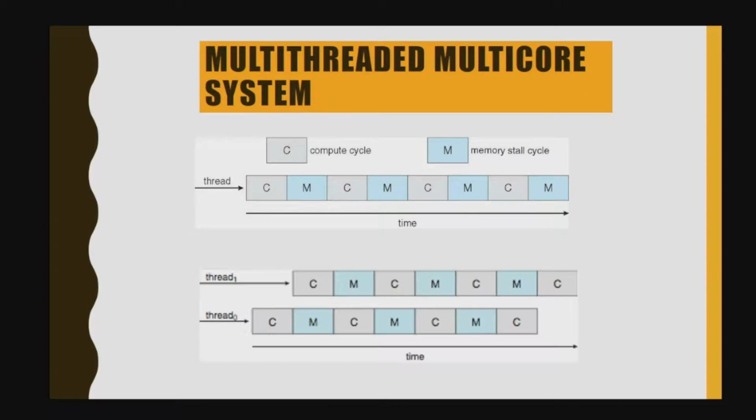So this one is a multi-threaded, multi-core system. We have thread, we have compute cycle, and we have memory stall. So if we use multi-core, then we have multiple threads, and we can add or increase the number of threads in multiple cores. Instead of a single core, if we have multiple, then we can have many threads.